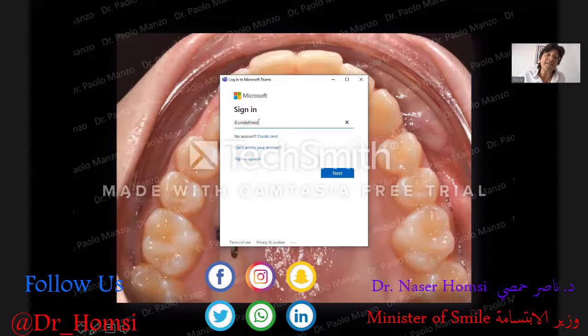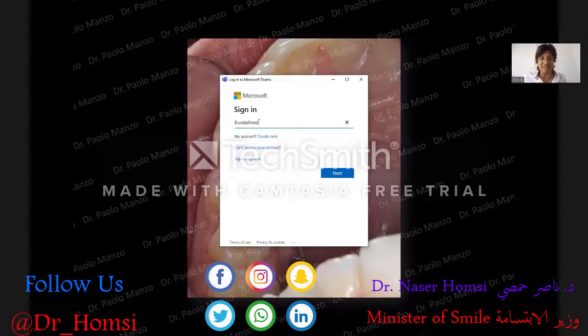Why did I place the bracket horizontally? I will tell you why. Before, I moved the canine buccally, so I corrected the crossbite. Then I had to model a kind of alpha and beta spring in order to derotate the crown.